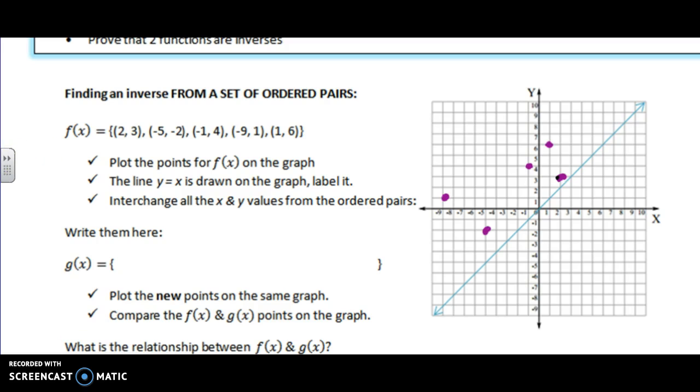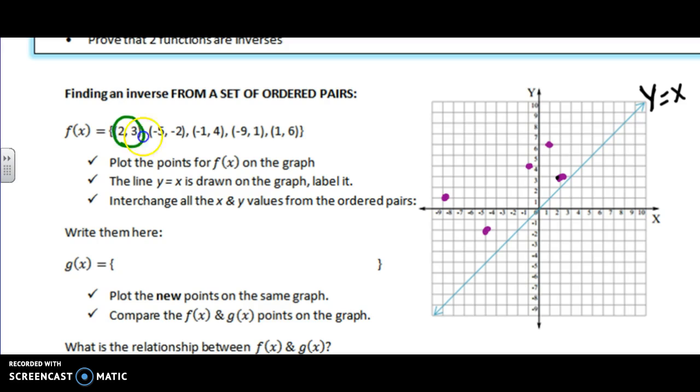Okay, so you can see that I plotted my 5 points, and then the next check mark says take this line that's already drawn on there and label it. So this is the line y equals x. Basically that line represents whatever you plug in for x is going to be the equivalent value for y. If I go to 4 on my x-axis, then the y value is also 4. The next one says interchange all your x and y values.